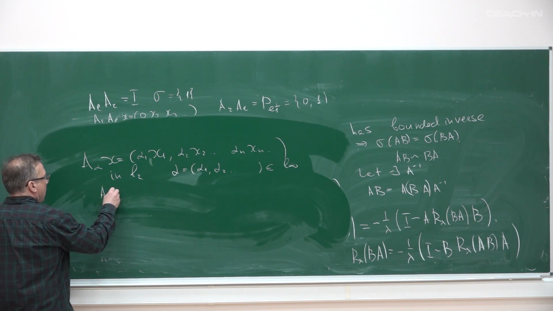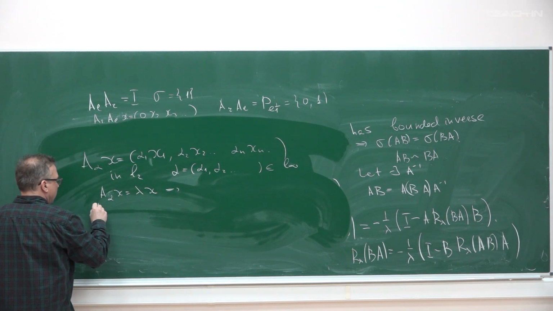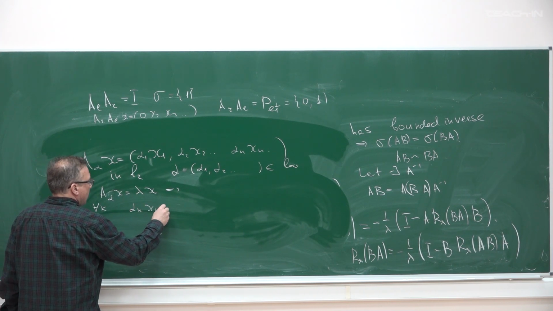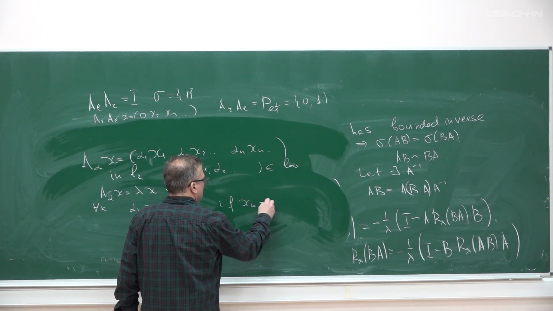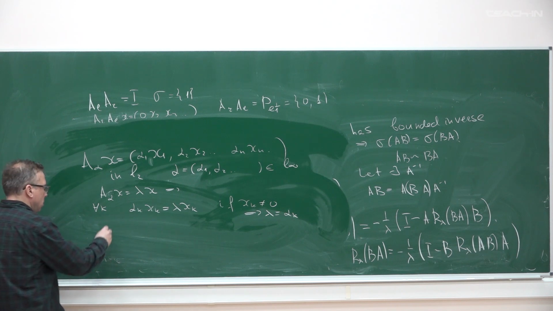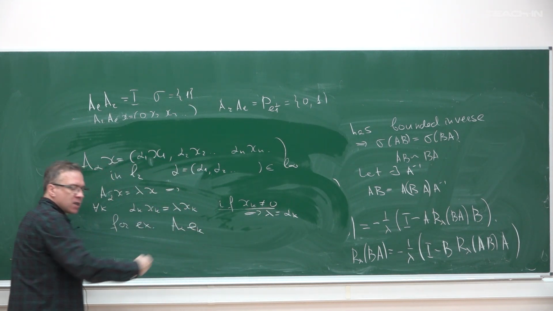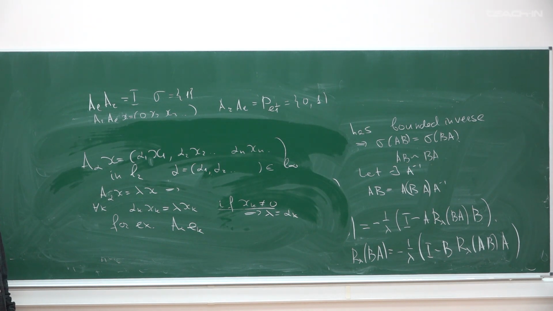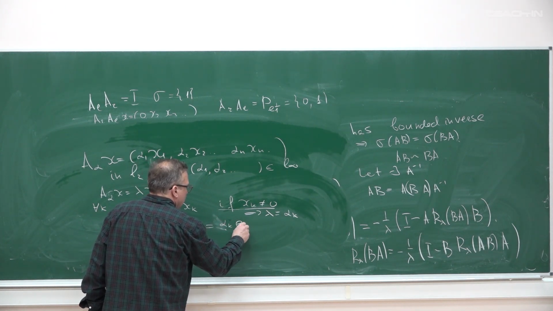If you want to find A alpha x equals lambda x, then for any k, alpha k xk equals lambda xk, yes? And if you have a non-zero coordinate xk, then immediately lambda equals alpha k. For example, for this basis vector ek, which has one on the kth place, then of course it is alpha k ek.